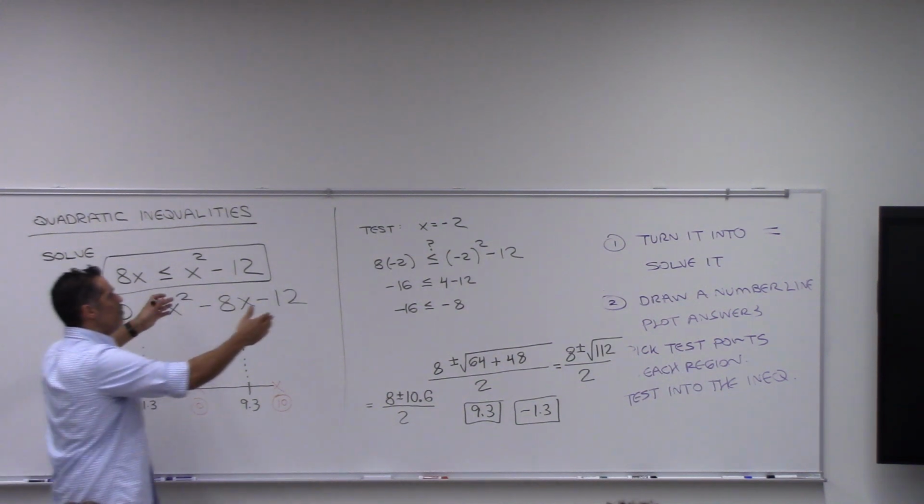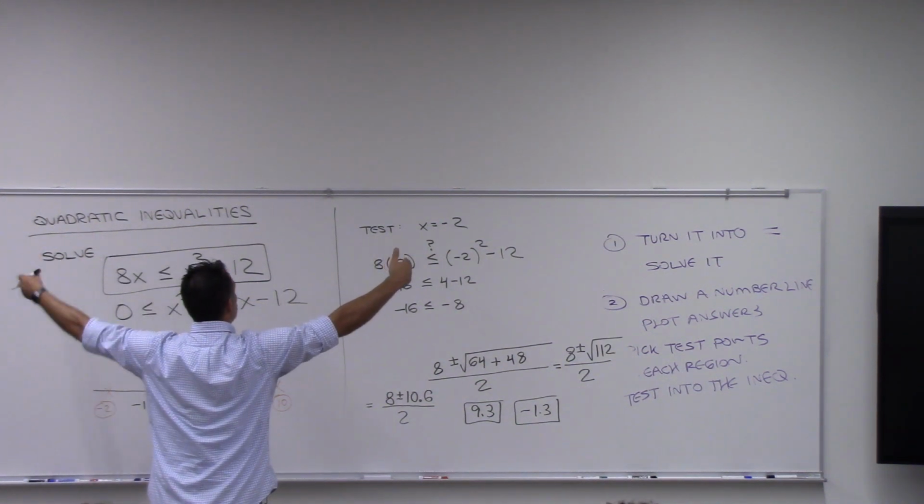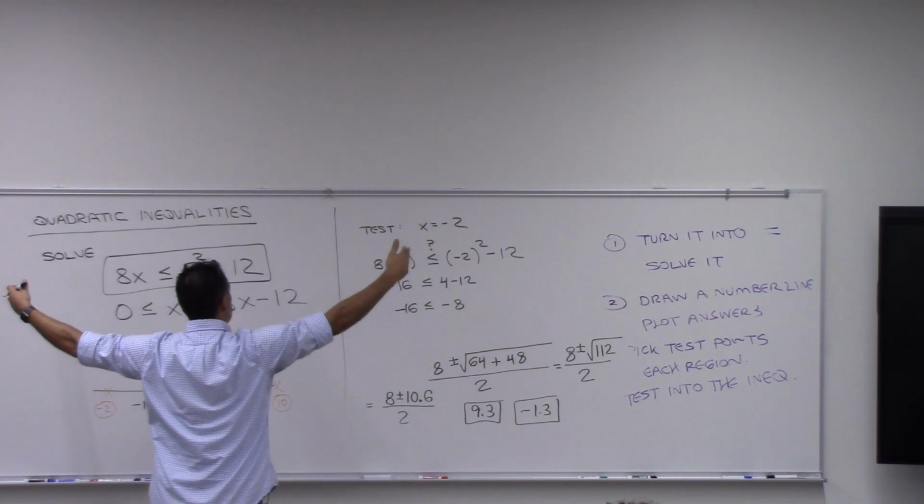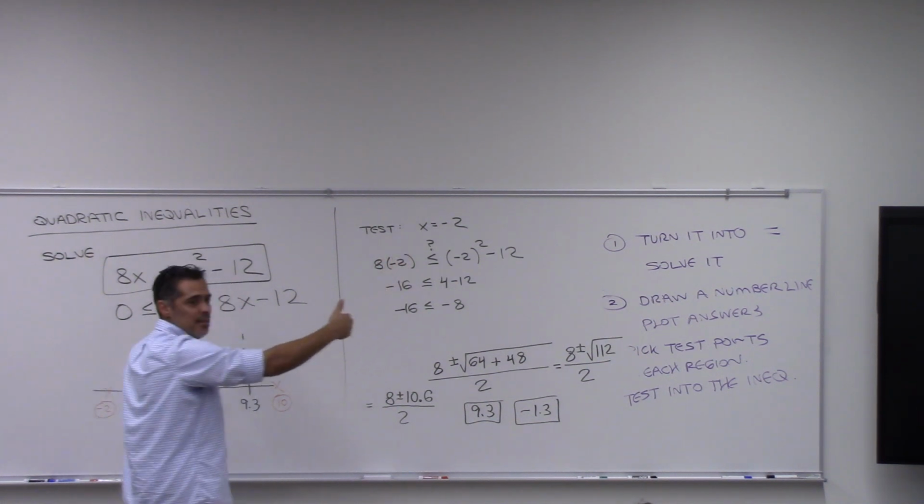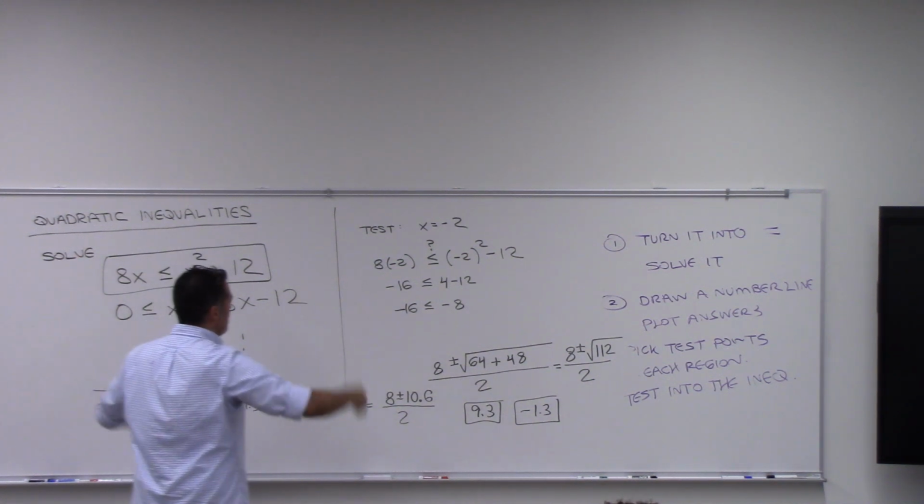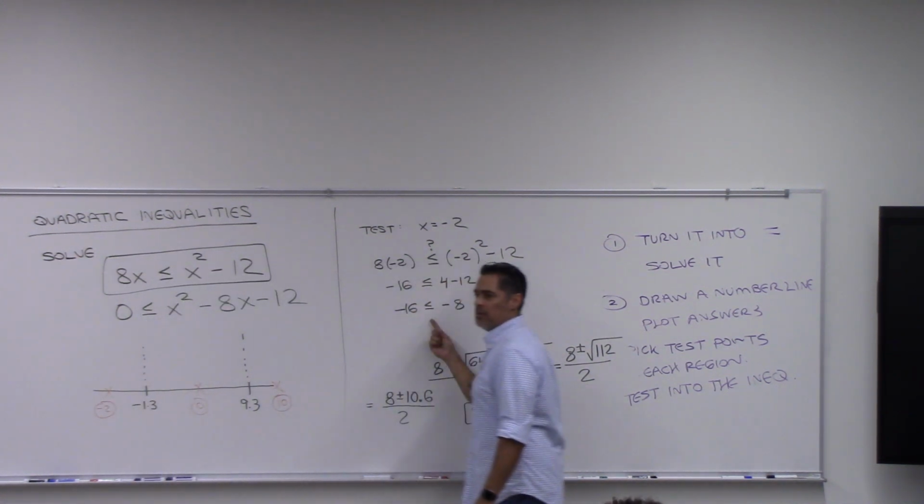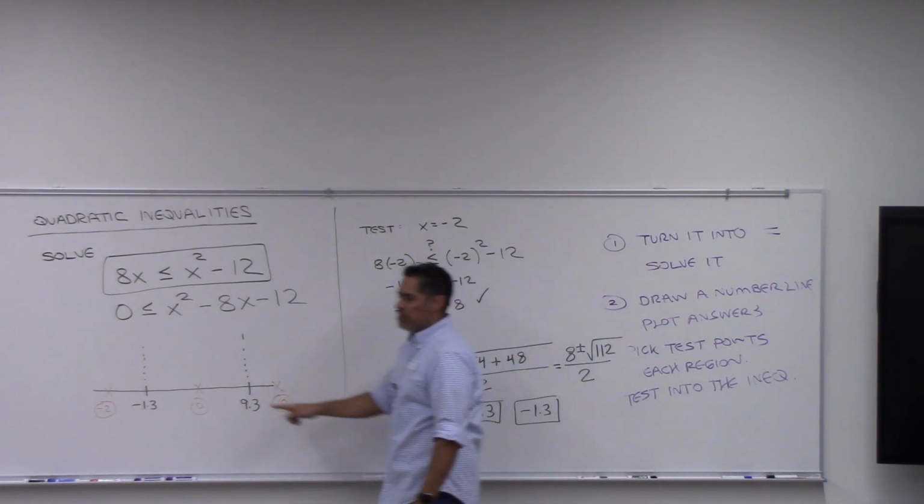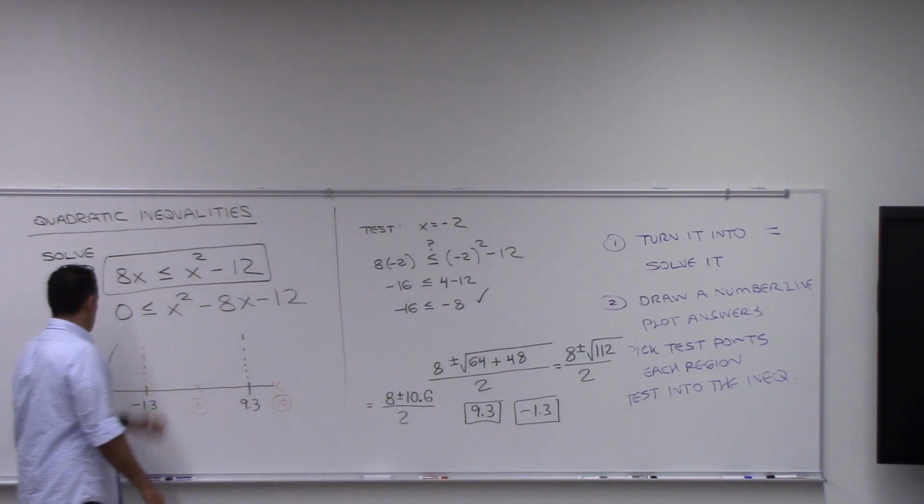Think of a number line, right? Where's negative 8? Where's negative 16? Is this smaller than this? Yes, because it's to the left of it. You have to be careful with negative numbers, right? It's left and right on the number line. This is true, right? This is true. Which means this region works.